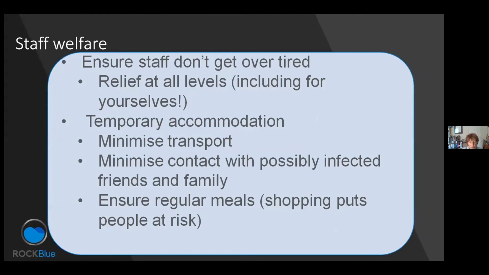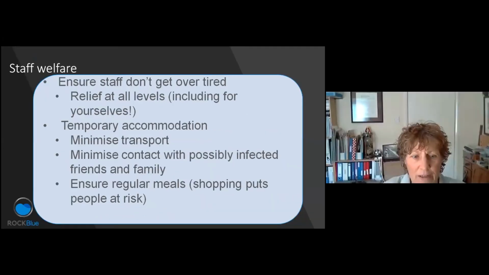I mentioned that if you've got some staff away for whatever reason, make sure they don't get tired. And so build in some relief at all levels. And I've said it including yourselves, because I've managed all sorts of emergencies in water utilities. And when you're in the middle of an emergency, the last thing you think about is taking time out, and you often feel, well, I can't because I'm in charge. Make sure you identify cover for yourselves as well, because if you get tired, you might start making mistakes, and that's no good for anyone.